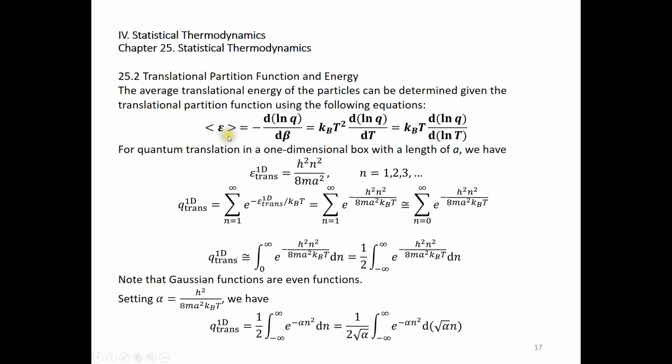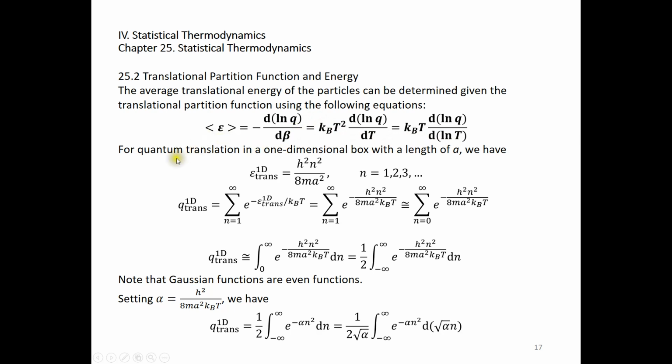The average energy is negative d ln(q) over d beta. The average energy is k_B T squared times d ln(q) over dT. The average energy is k_B T times d ln(q) over d ln(T). So we just need to find the expression of the translational partition function in terms of beta or T, and then we can plug the expression of q into these equations to get the average energy of the particle.